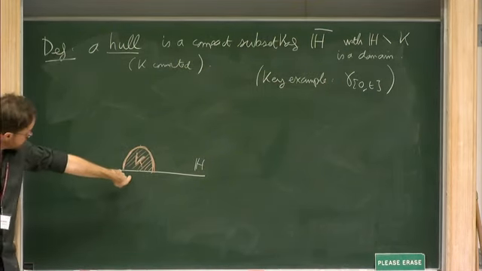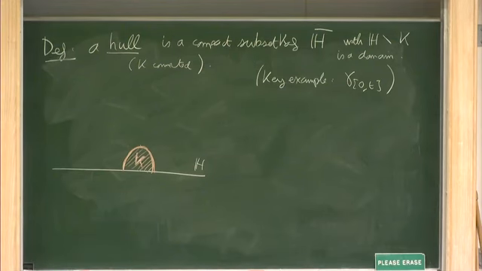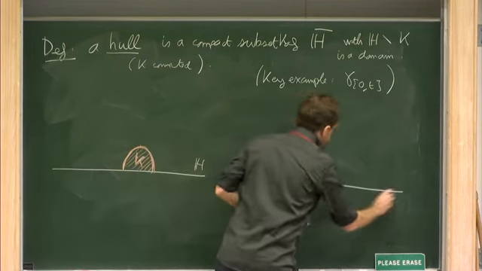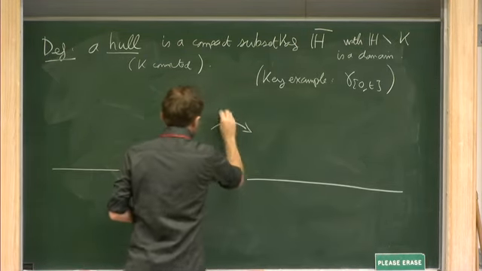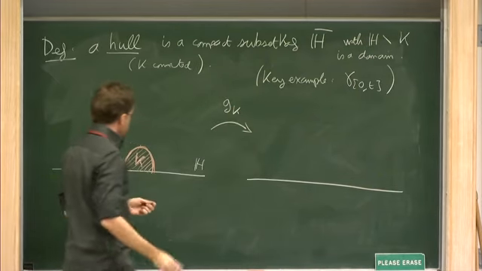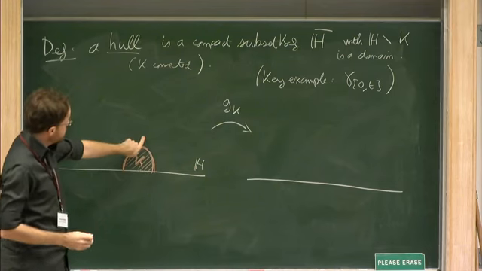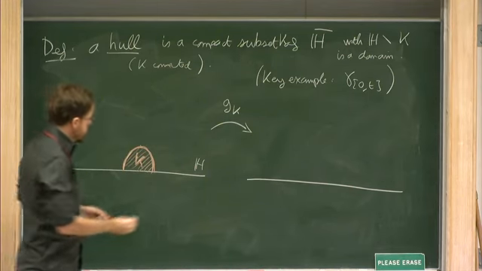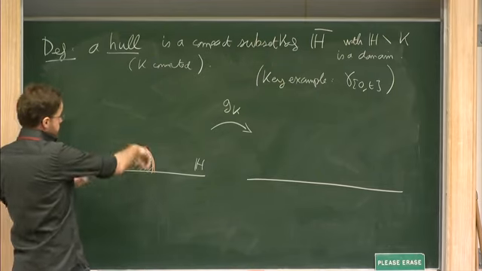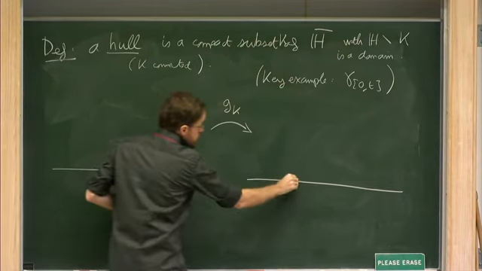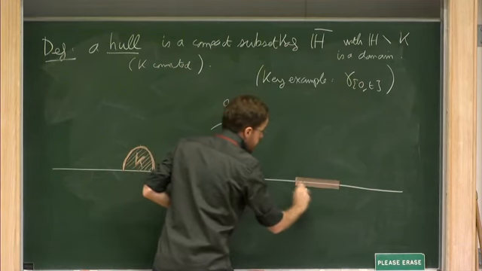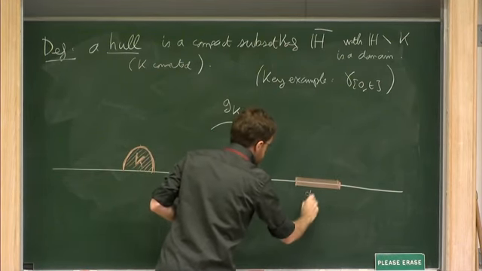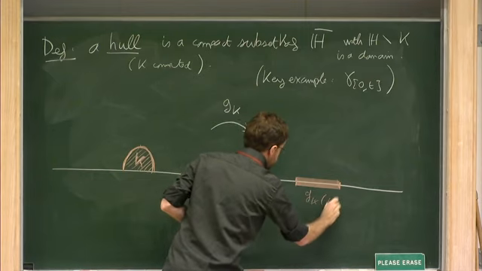So this is a hull, and we want to construct some conformal map from the complement of K back to H. So we want to construct G_K which maps H minus K back to H. And again, here it will extend to the boundary, and it will send the boundary of K somewhere here. So this will be G_K of the boundary of K.